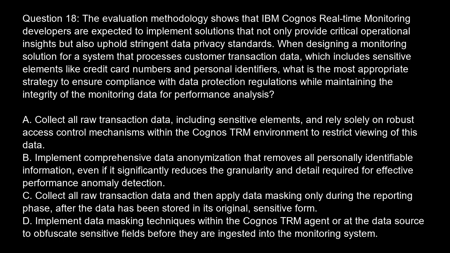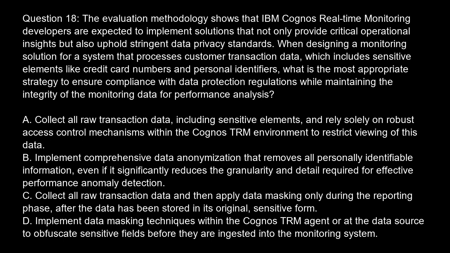Option A. Collect all raw transaction data, including sensitive elements, and rely solely on robust access control mechanisms within the Cognos TRM environment to restrict viewing of this data. Option B. Implement comprehensive data anonymization that removes all personally identifiable information, even if it significantly reduces the granularity and detail required for effective performance anomaly detection.